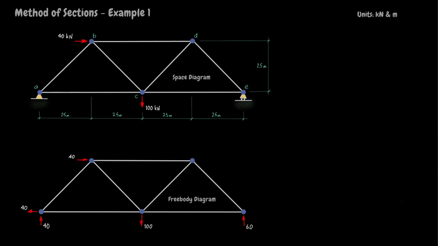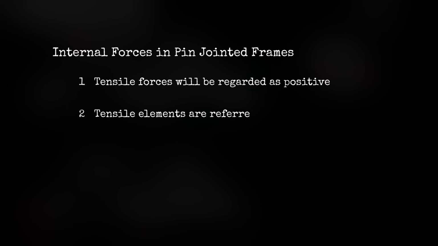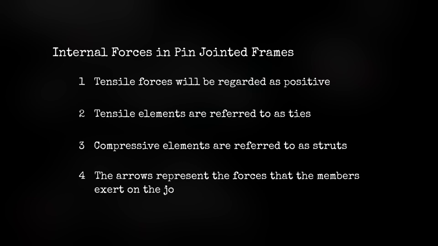To proceed requires a sign convention for the internal forces in the structural elements. Pin-jointed frames loaded only at their joints carry only axial forces. And here is a graphical representation of the sign convention we use. Note 1. Tensile axial forces will be regarded as positive. 2. Tensile elements are referred to as ties. 3. Compressive elements are referred to as struts. And 4. The arrows represent the forces that the members exert on the joints.